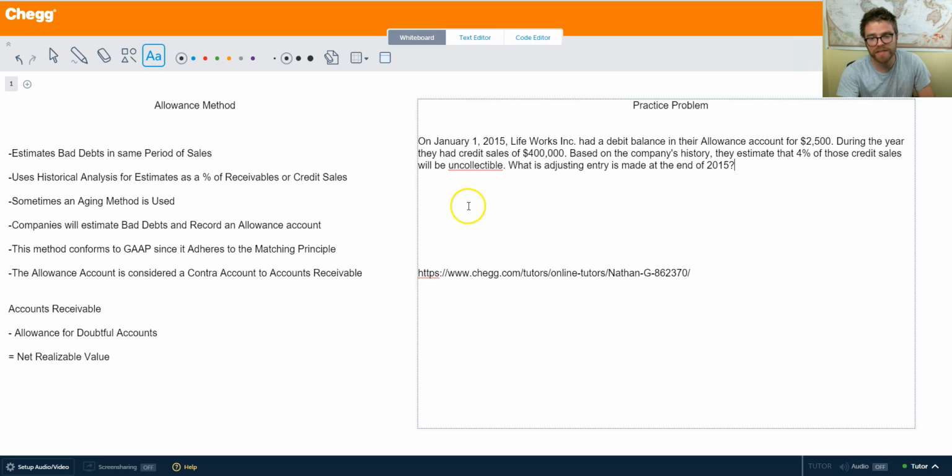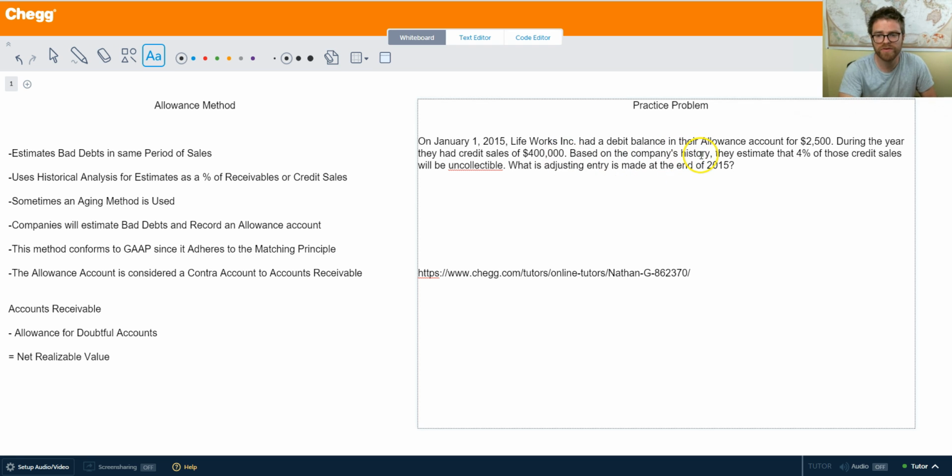So here we go. On the right side, we have a practice problem. On January 1st, 2015, LifeWorks Incorporated had a debit balance in their allowance account for $2,500. So at the beginning of the year, they already had a balance in their allowance account, most likely from a previous year carried forward. Now during this year, 2015, they had credit sales of $400,000.